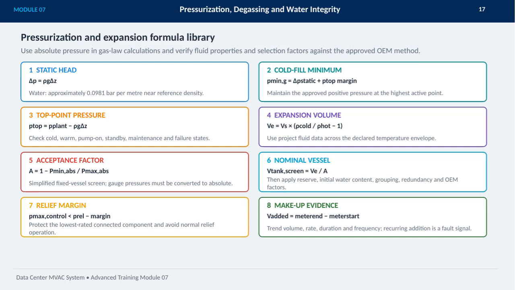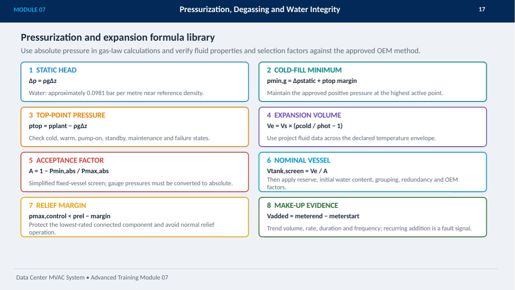This slide covers the essential pressurization and expansion formulas used in data center MVAC systems. First, we have the static head calculation, which determines pressure changes due to elevation differences, with water pressure approximated at 0.0981 bar per meter. Next, the cold fill minimum pressure needs to maintain an approved positive value at the highest active point to ensure system integrity.